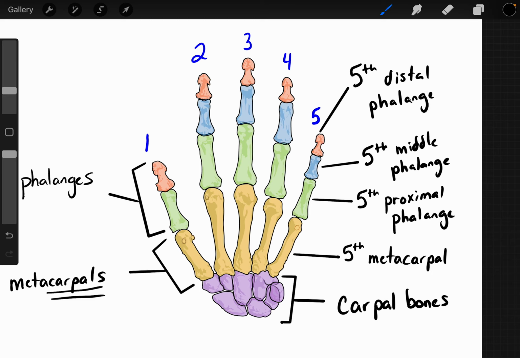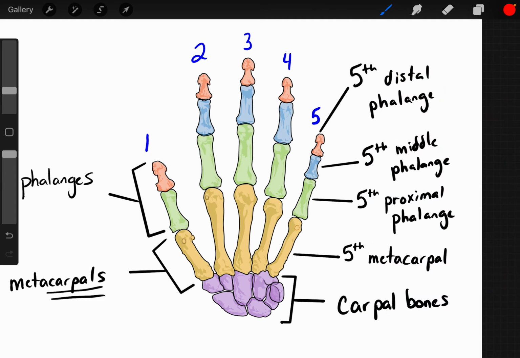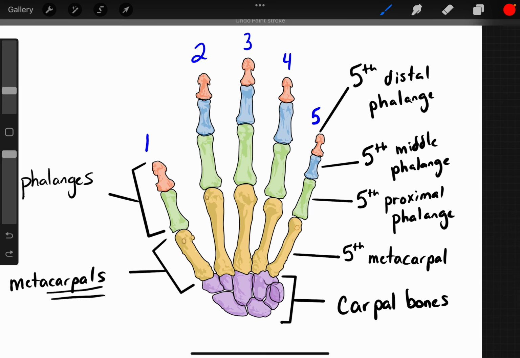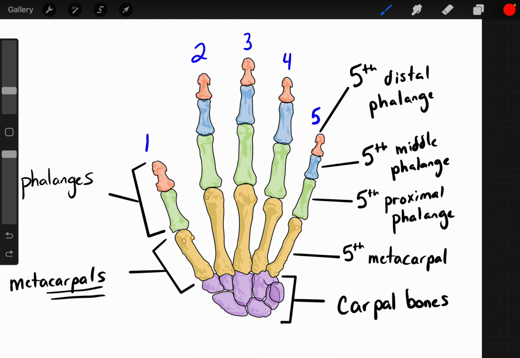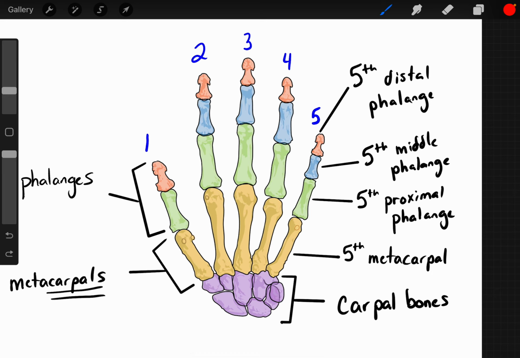Something to note here is that we're using directional terms, distal and proximal, to describe the location of the phalange. Just to check our knowledge here, if I mentioned the second middle phalange, that would be that one. If I said something like the first metacarpal, that would be that one. That's how I'm going to refer to them in class.